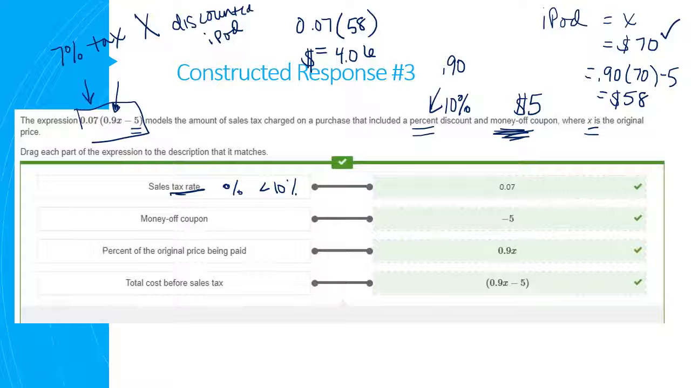The % of the original price being paid: my original price, the $70 or the x, would be 100%. The 0.9 is the % of the original price. I'm only paying 90% of the original price. And then the total cost before sales tax is my total cost before I calculate in that 7%. So that explains each of the pieces a little bit more.